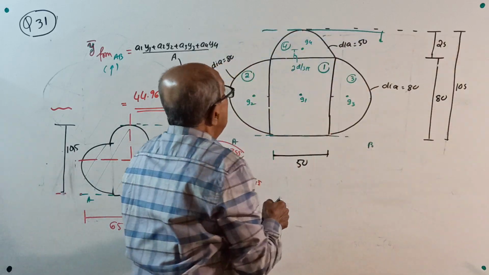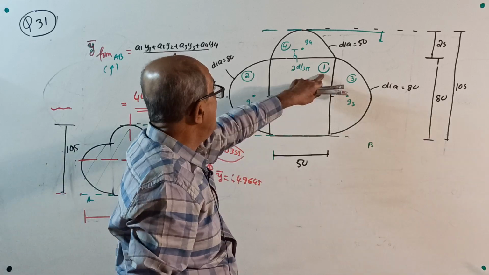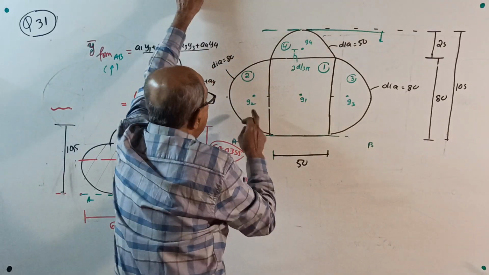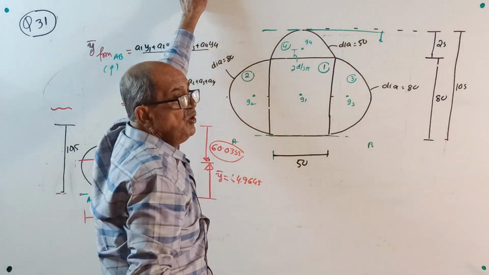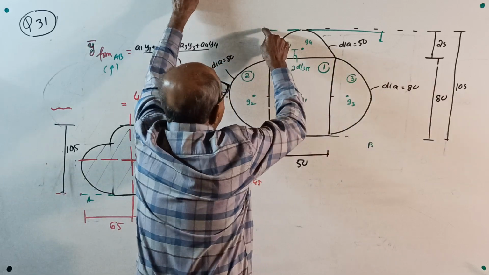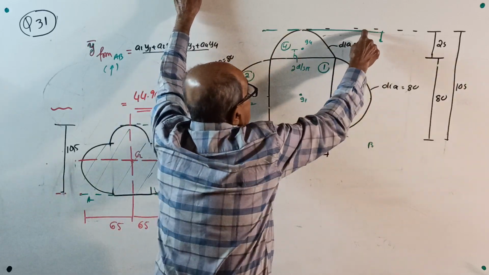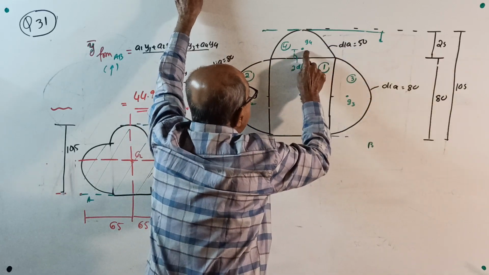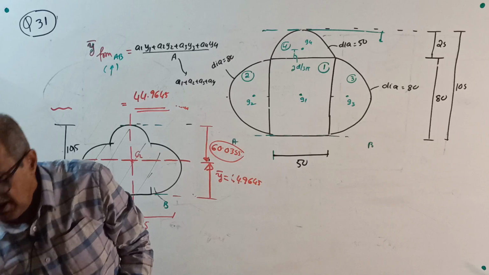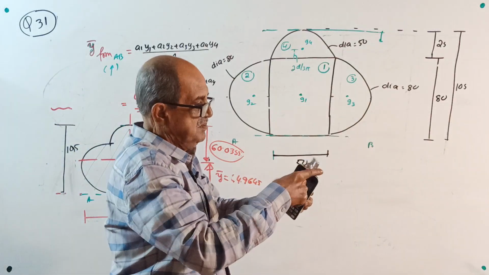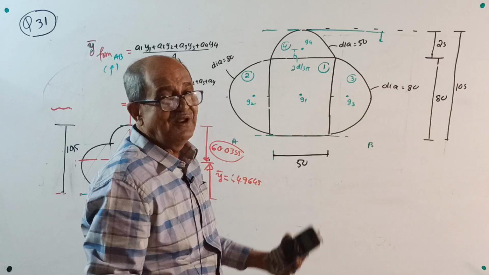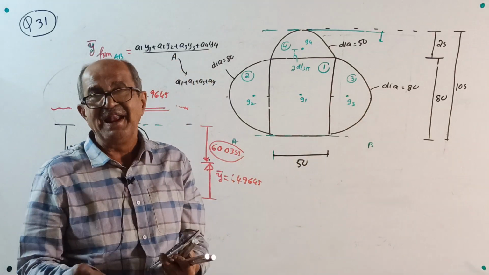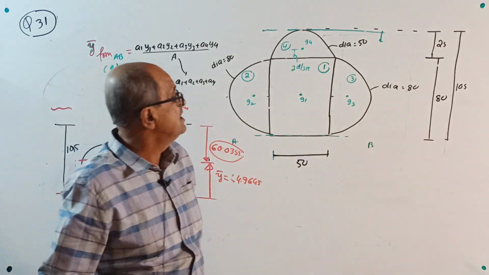Take this way. A1 50 by 80 into y1, 25 plus 80 by 2. For 2 and 3, area you know, y2 is 25 plus 80 by 2. For figure number 4, 25 minus 2d by 3 pi. Y bar will come 60.0355 millimeter. Oh, correct. Same answer. See, not same, it is guaranteed. Solve the question now.